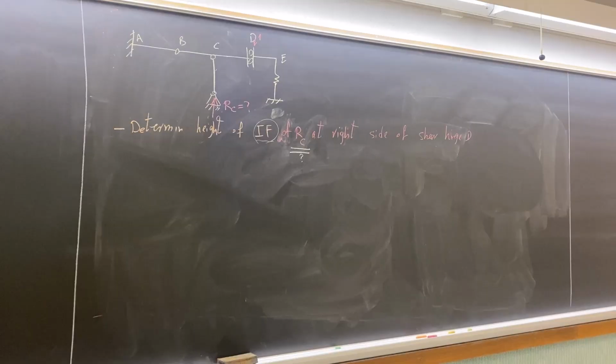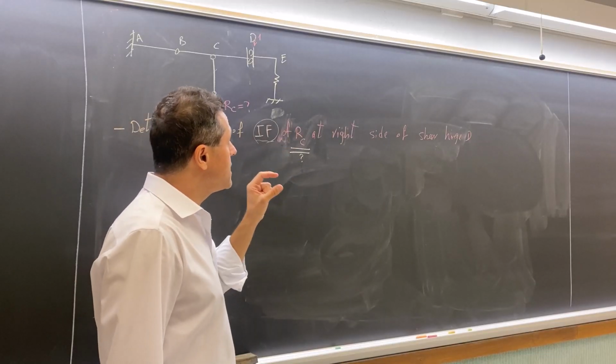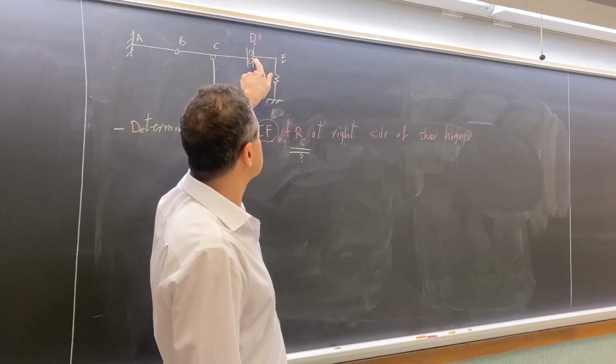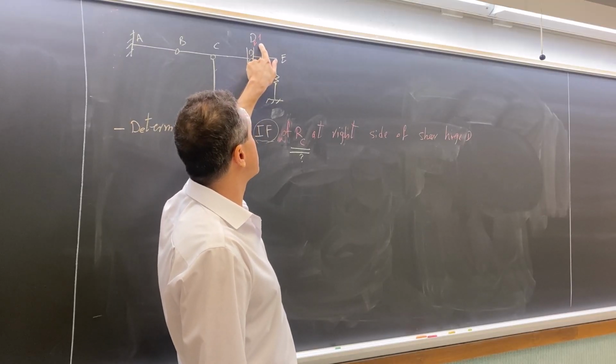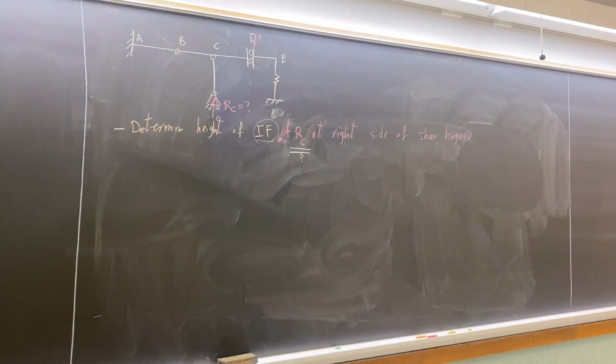That's it. So basically, the question should ask you to draw the influence line for RC, but it doesn't. It says instead of drawing the influence line for the reaction at point C, just give me one point out of it, and that point is the right side of shear hinge D. It means you need to place the unit load at the right side of D. Any question?